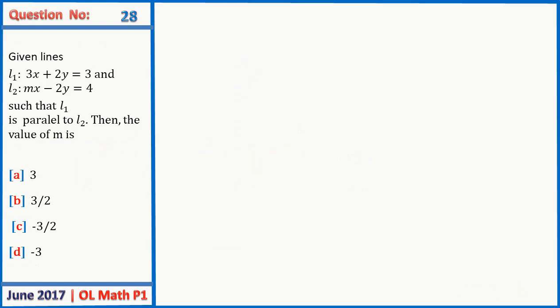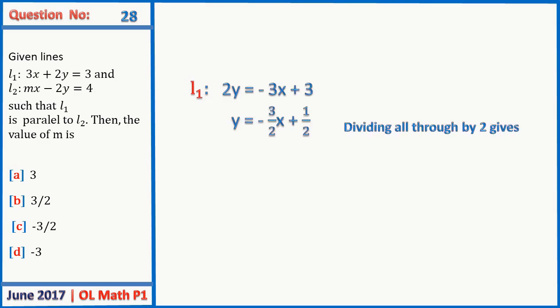Given the two lines 3x plus 2y equals 3 and mx minus 2y equals 4, such that line 1 is parallel to line 2, the value of m is. For two lines to be parallel, they must have the same gradient. So first of all, start by arranging them in the gradient intercept form. For line 1, we will have 2y equal to minus 3x plus 3, and y should be equal to minus 3x on 2 plus a half.